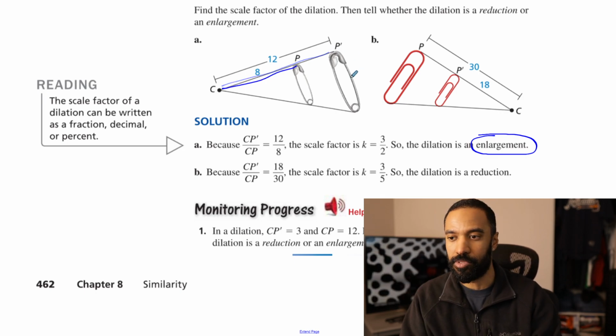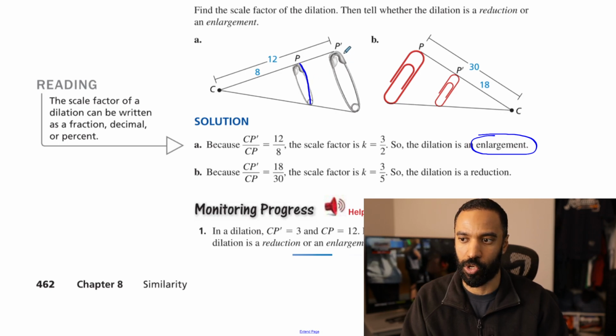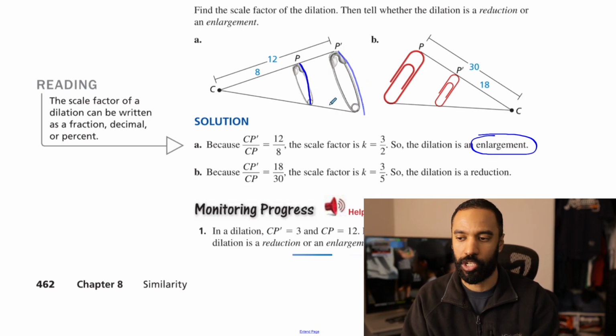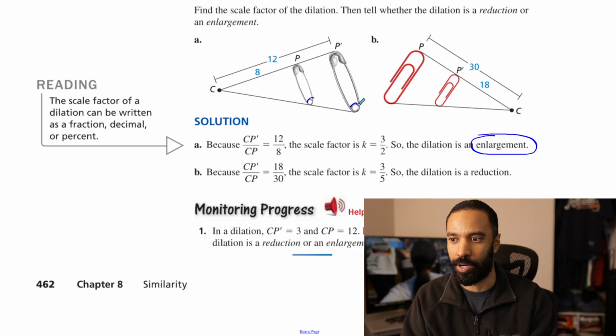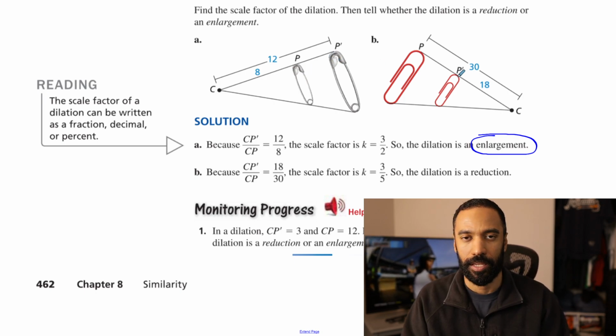The distance from the center is 1.5 times farther out, and the object is also 1.5 times bigger in any which way that you imagine it. This is 1.5 times bigger there, or 1.5 times wider, and all that kind of stuff. Everything's 1.5 times bigger in that way.